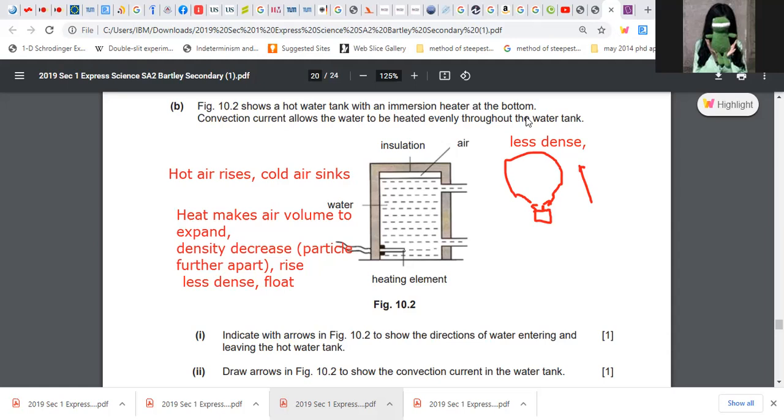Okay, so indicate. Oh, you understand already? So hot air is above. Okay, go out above. Okay, can. Then draw arrows in 10.2 to show convection current. Okay, how to show convection current?